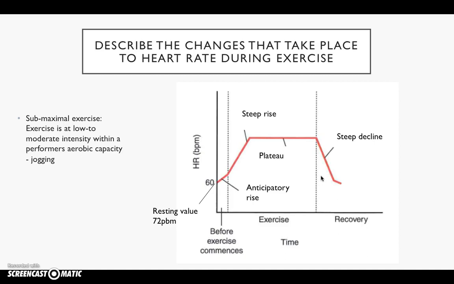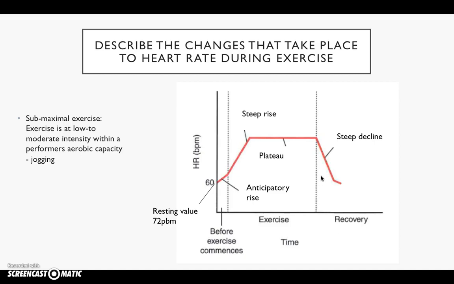And that is how we describe the changes that take place to heart rate during exercise. During submaximal exercise, this is what happens. So we should have point 1, resting values, point number 2, anticipatory rise, point number 3, steep rise, which we're going to talk about, point number 4, plateau during submaximal exercise, and this is because the need for oxygen, or demand for oxygen, has been met.